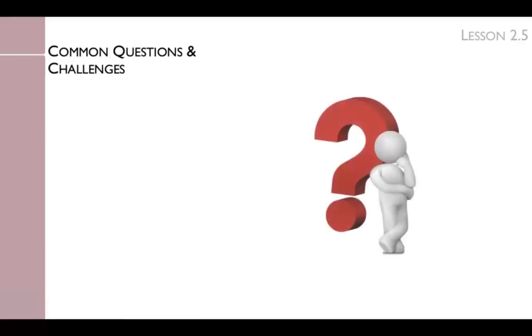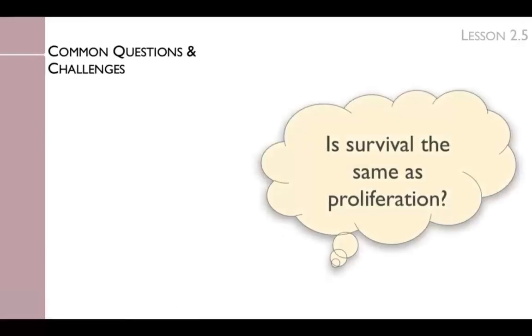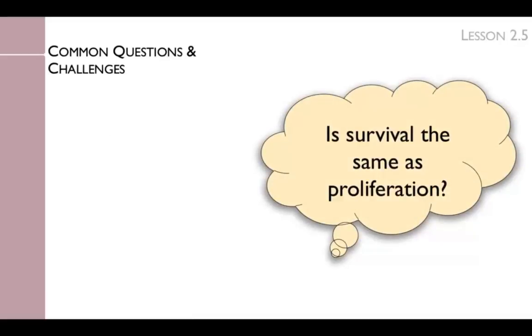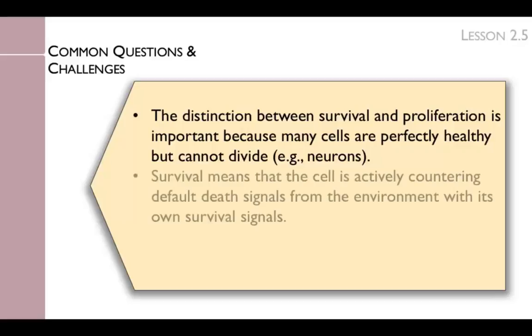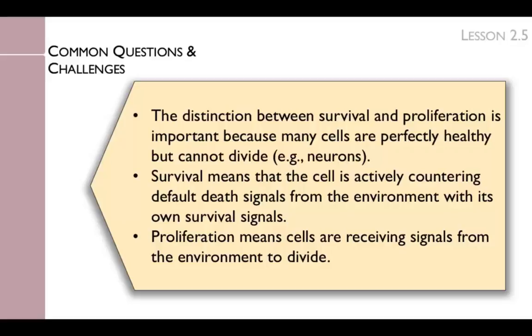One of the most common questions students ask is, is survival the same as proliferation? The distinction between survival and proliferation is important because many cells are perfectly healthy but cannot divide, such as neurons. Survival means that the cell is actively countering default death signals from the environment with its own survival signals. Proliferation means cells are receiving signals from the environment to divide.